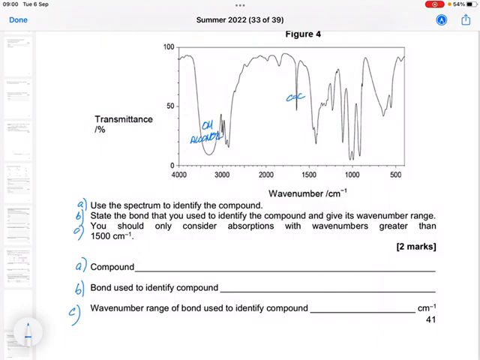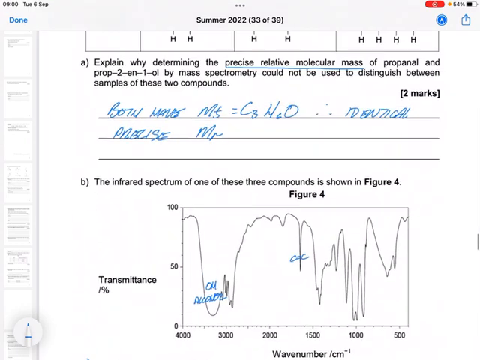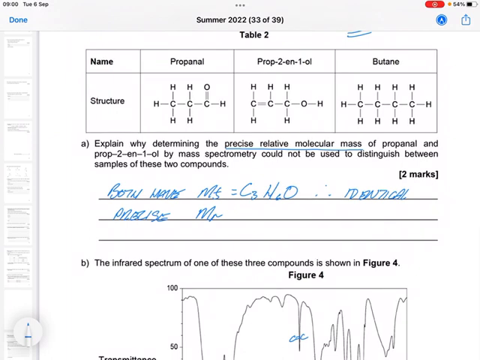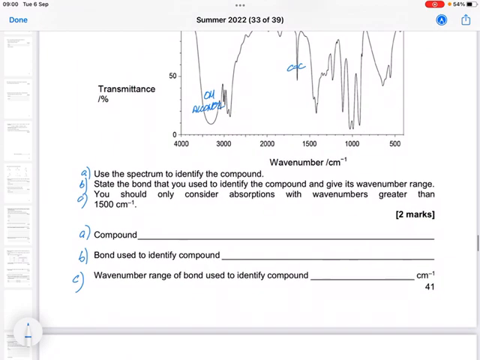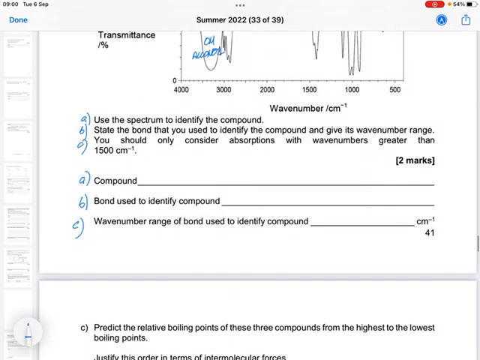The fact of the matter is we've got a carbon-carbon double bond and we've got an alcohol, which means this is the only one with an alcohol, this is the only one with a carbon-carbon double bond. So either argument would be okay there. So the compound would be prop-2-ene-1-ol. So if you were going to use OH, you needed to state that it's the alcohol OH, or you could just state the carbon-carbon double bond.